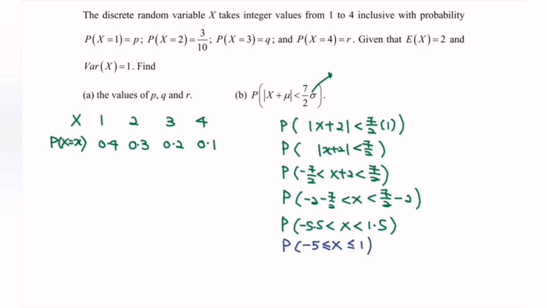Then, by referring to the table, for the situation from negative 5 to 1, we only have 1. So for this situation, it is actually equal to X equals 1. So the probability for this situation will be equal to 0.4.